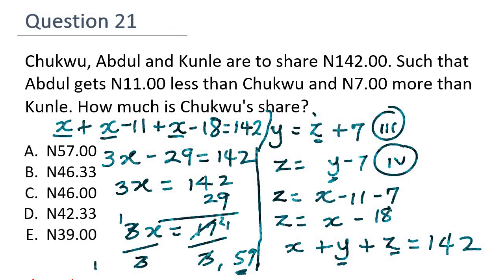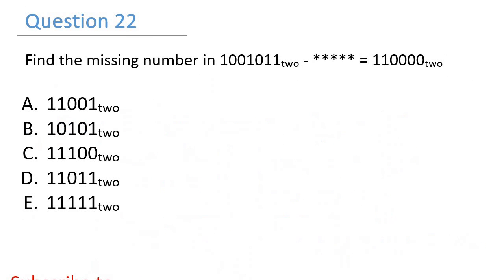That's all. So X, which is Chukwu's share, is 57 naira, which is A. You can always go back and just solve with me. I want to at least stress your brain a bit. That's why I have to go this way. Alright, so that you can see and have an idea of how substitution and simultaneous equation work.